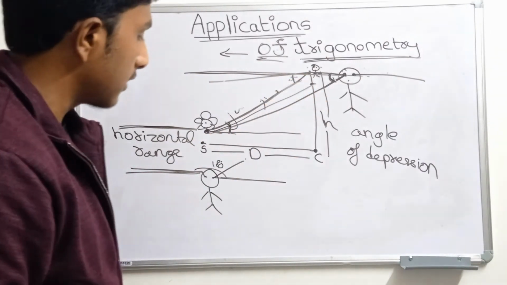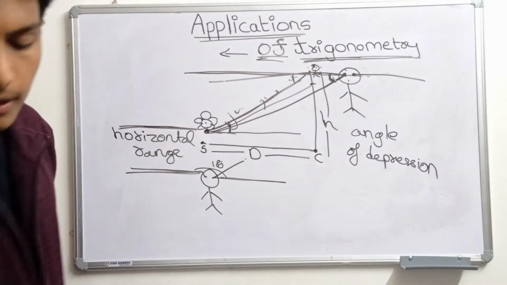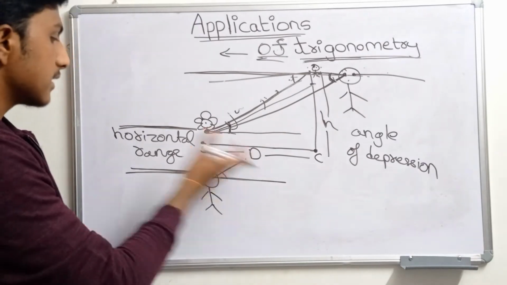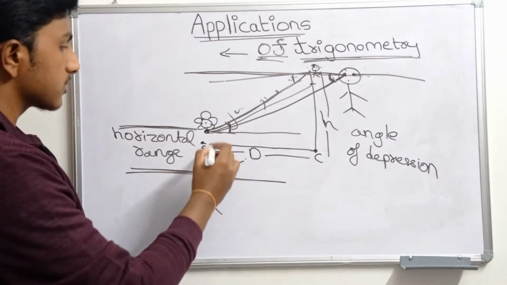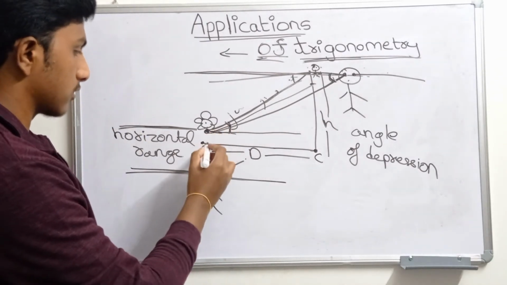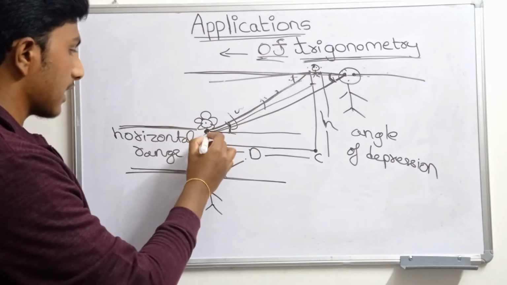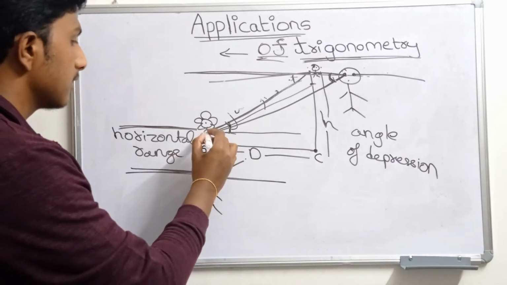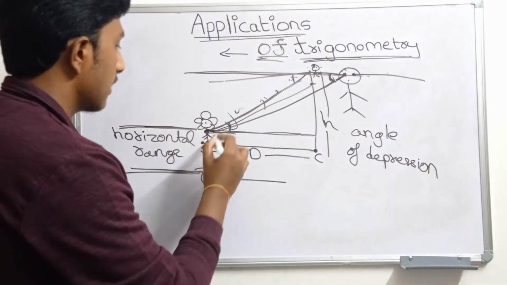Okay guys, did you get it? That is known as angle of elevation, and this is known as angle of depression. And this is the horizontal range, and this horizontal range can be considered as this also. When the person is standing here, this is the horizontal range.